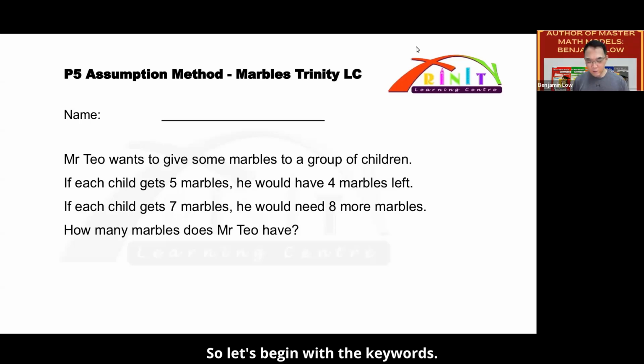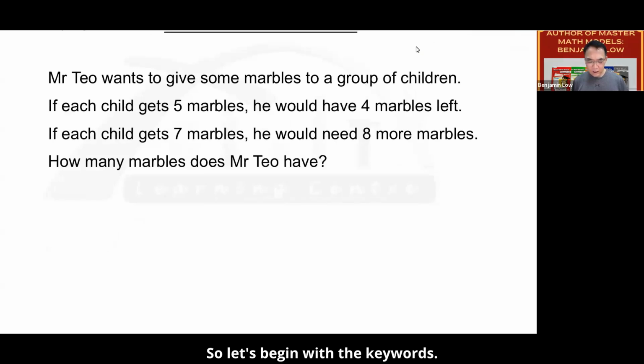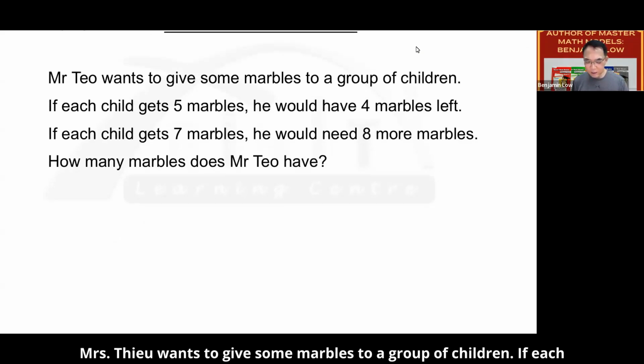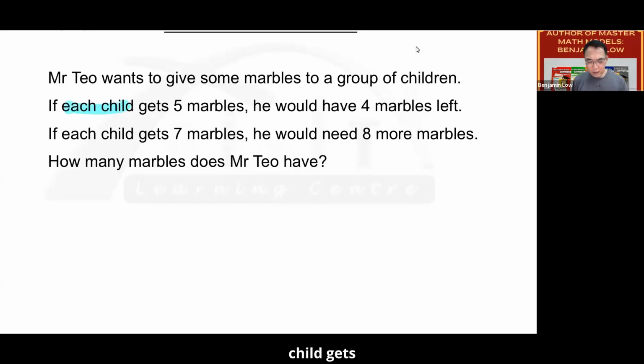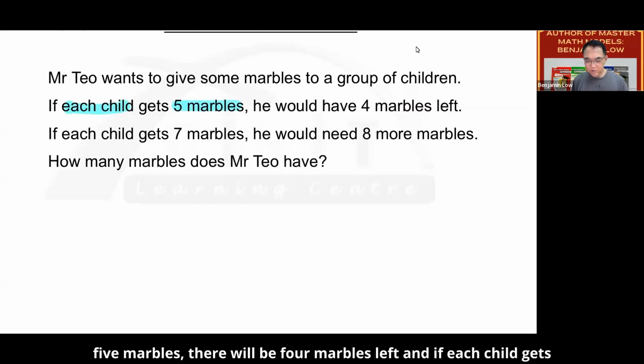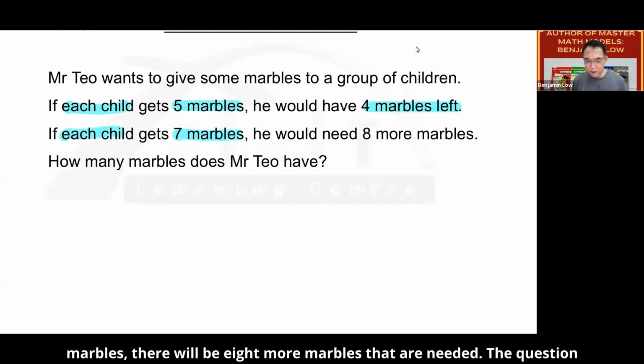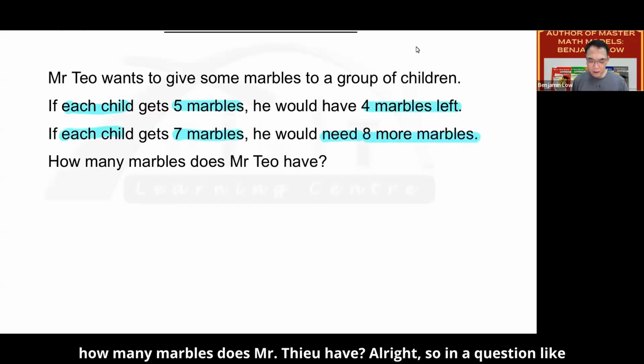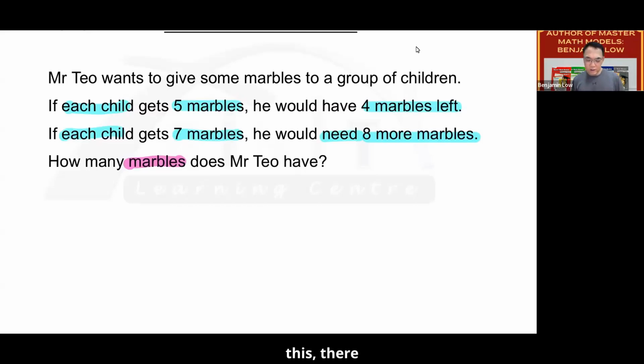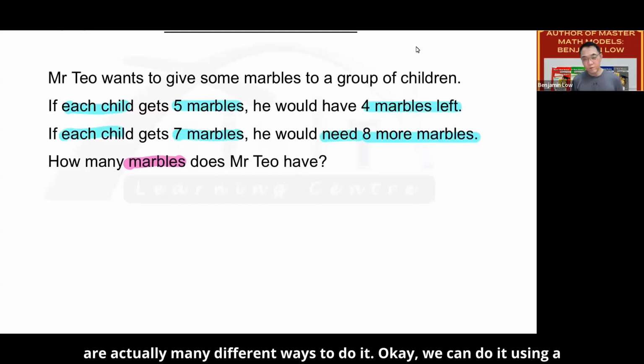Okay, so let's begin with the keywords. Mrs. Teo wants to give some marbles to a group of children. If each child gets 5 marbles, there would be 4 marbles left. And if each child gets 7 marbles, there will be 8 more marbles that are needed. The question is, how many marbles does Mrs. Teo have?